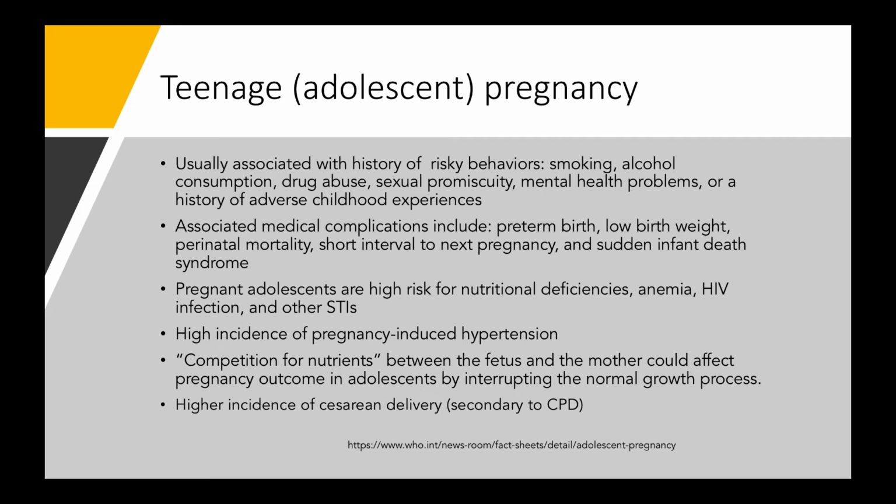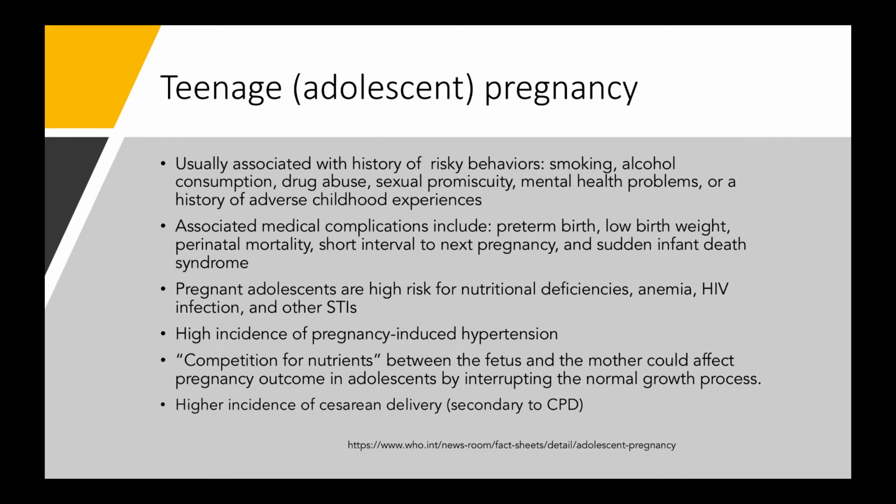Teenage pregnancy is usually associated with history of risky behaviors such as smoking, alcohol consumption, drug abuse, sexual promiscuity, mental health problems, or a history of adverse childhood experiences. Associated medical complications include preterm birth, low birth weight, perinatal mortality, short interval to next pregnancy, and sudden infant death syndrome. Pregnant adolescents are at high risk for nutritional deficiencies, anemia, HIV infection, and other STIs.